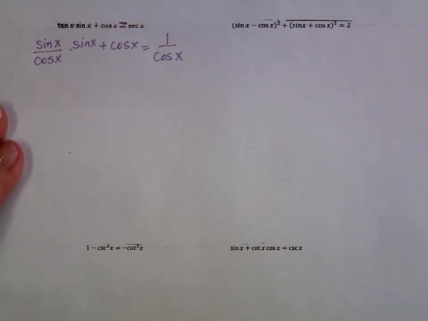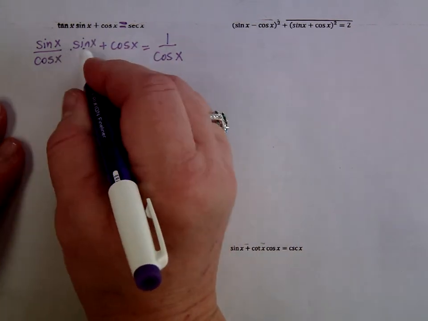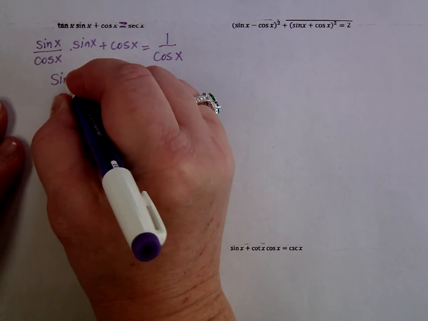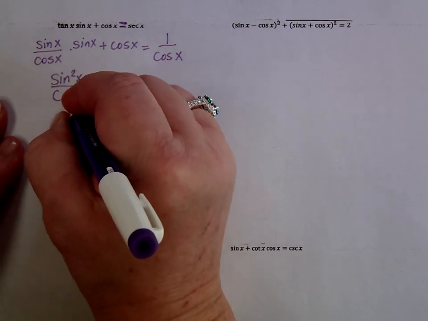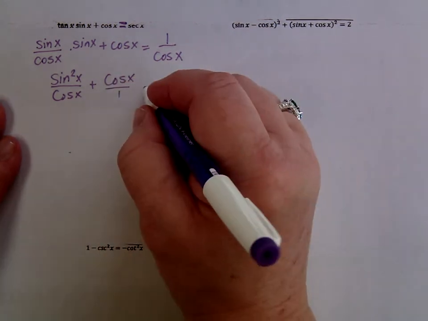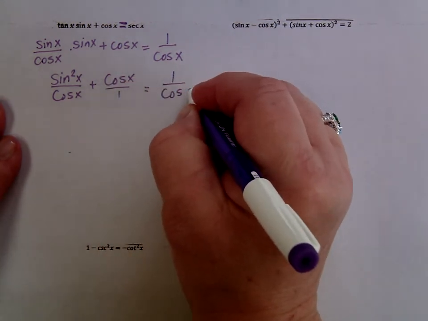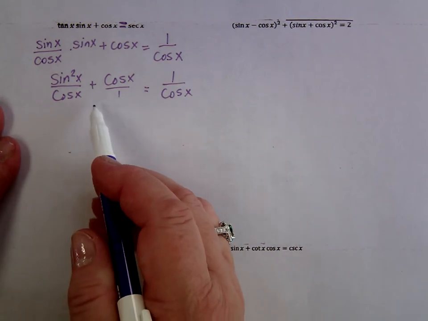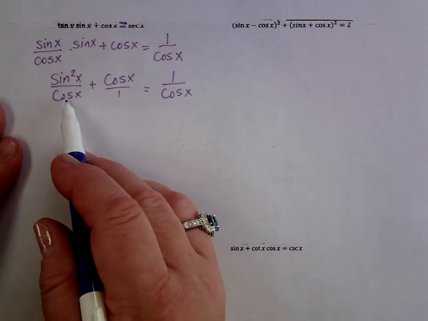Okay, let's see what we've got. This fraction, they're multiplying together. Sine times sine is sine squared over cosine plus a cosine of x. This is technically over 1, right? It's supposed to equal 1 over cosine of x. Two fractions that I'm trying to add together, so I want to get a common denominator. Between a cosine and a 1, it's a cosine.